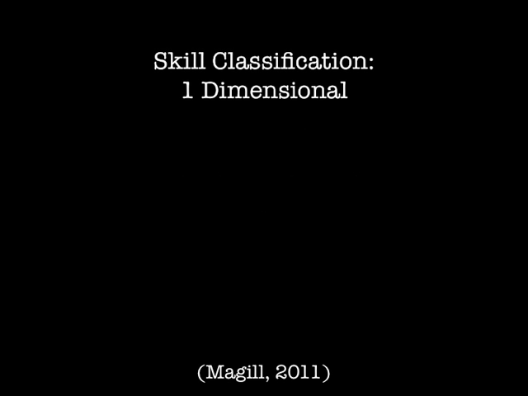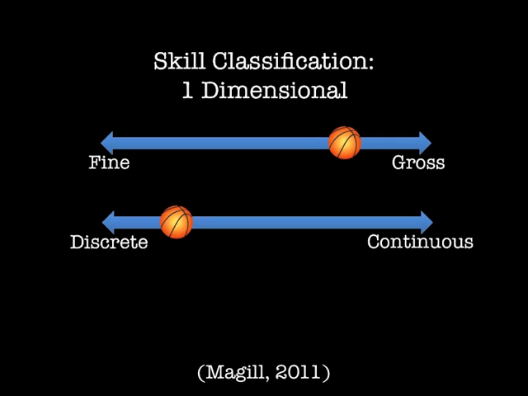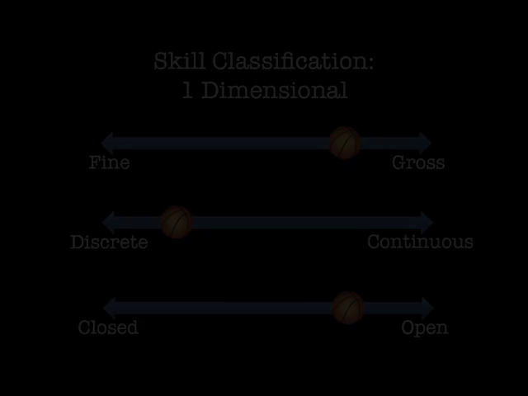When classifying a basketball layup, we need to consider the one-dimensional skill classification as more of a continuum as opposed to being one thing or the other. So we can consider a basketball layup more of a gross motor skill as opposed to a fine motor skill, more of a discrete motor skill as opposed to a continuous motor skill, and more of an open motor skill as opposed to a closed motor skill.